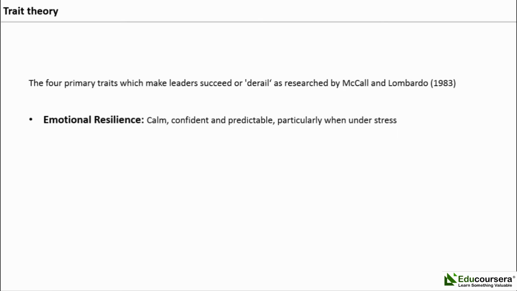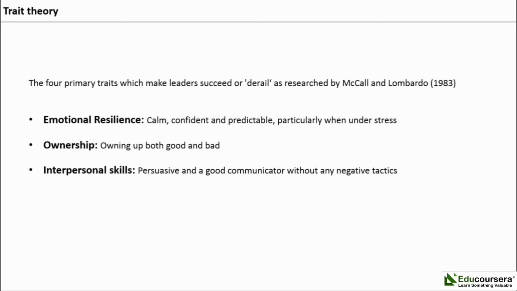1. Emotional resilience: calm, confident, and predictable, particularly when under stress. 2. Ownership: owning up to both good and bad. 3. Interpersonal skills: persuasive and a good communicator without any negative tactics. 4. Intellectual: having a wide range of expertise.